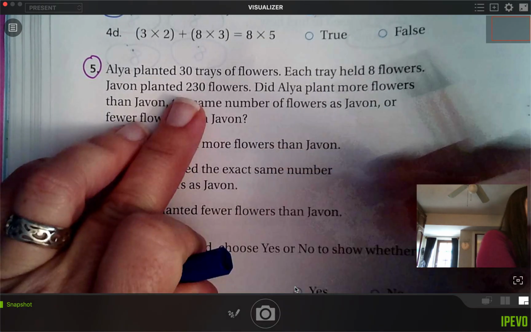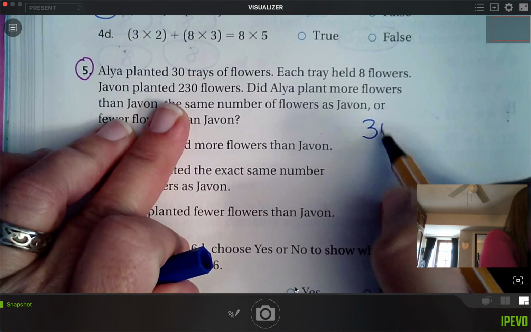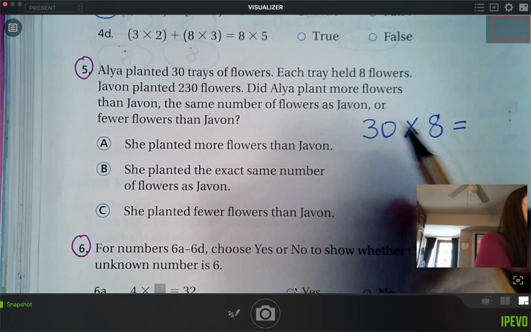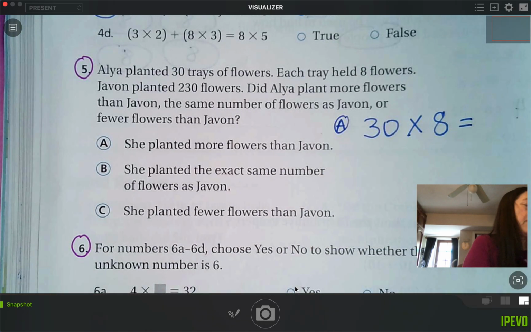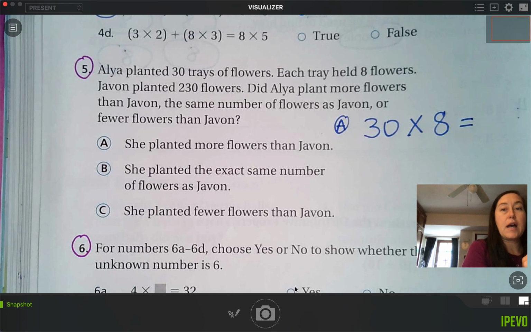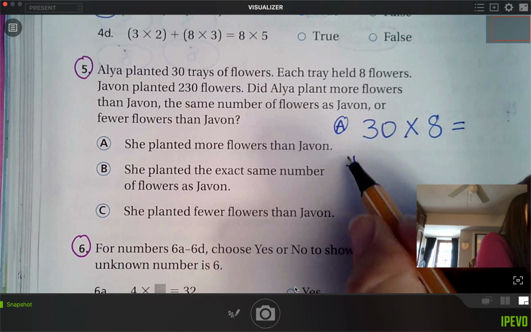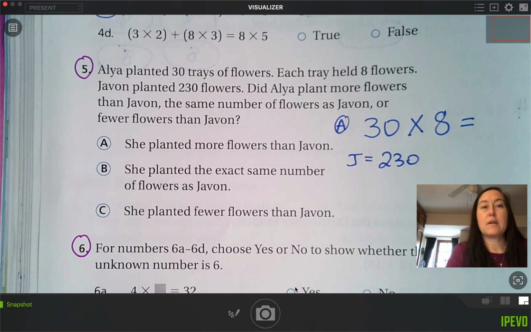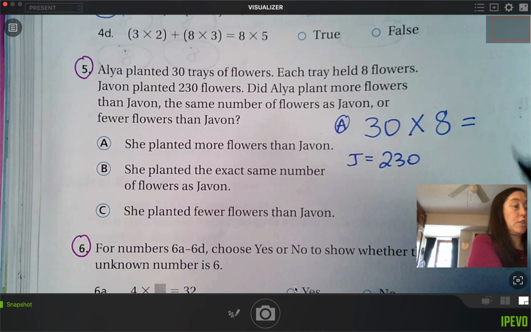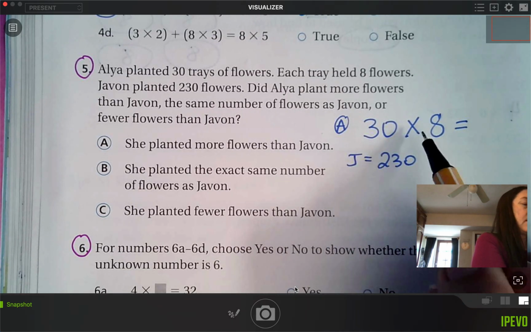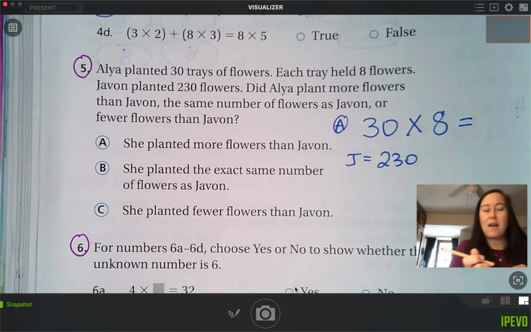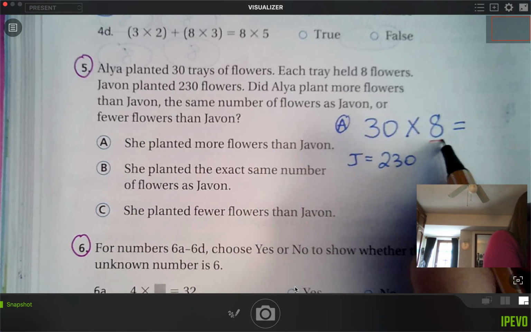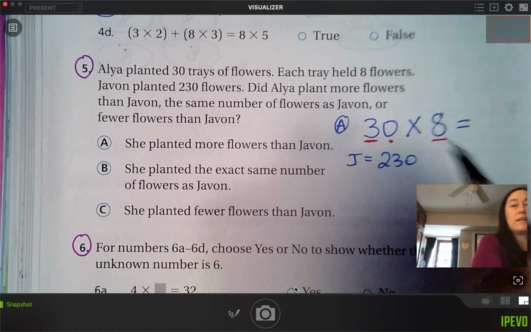So she planted 30 trays, 30 groups of 8. I'm just going to put a little A here for Alia. Now Javon planted 230 flowers. We just know the number that he planted, or she. So we need to know 8 times 30. Well, if I remember, I can try just 8 times 3 and add a 0 on the end.